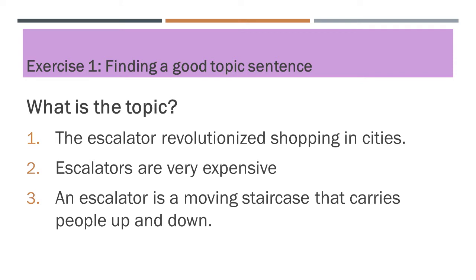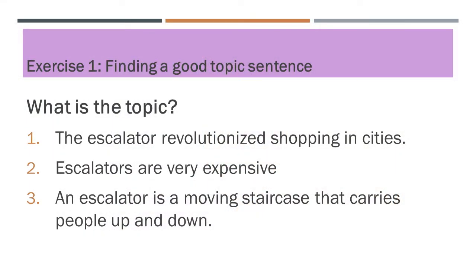All right. So let's try this exercise. Exercise 1, it's called finding a good topic sentence. Now, before we even think about which one is the good topic sentence of these 3, let's take a look at the sentences and first identify what is the topic. Remember, a topic sentence has a topic and a controlling idea. Okay. Let's see which one is the topic in these 3 sentences.